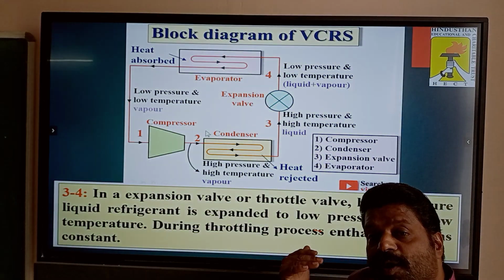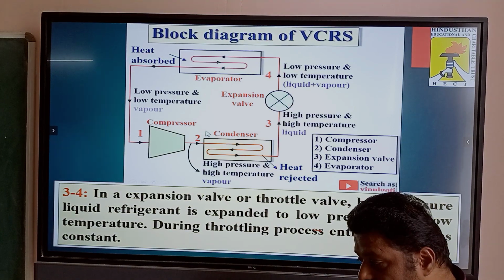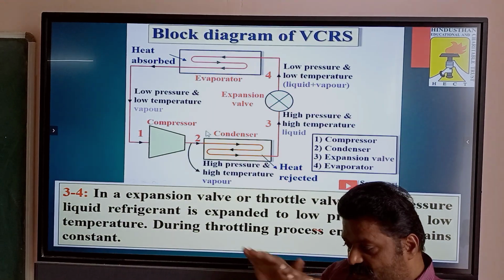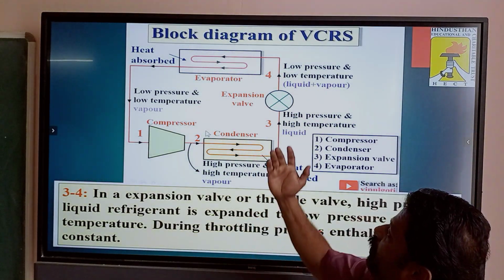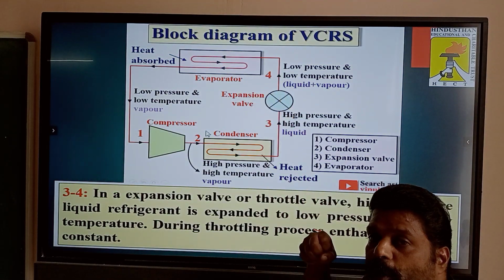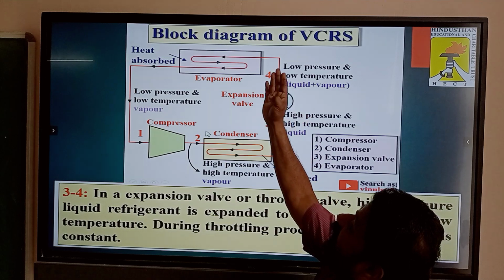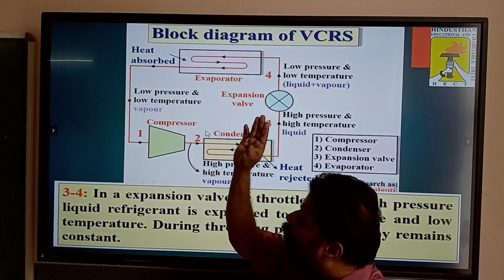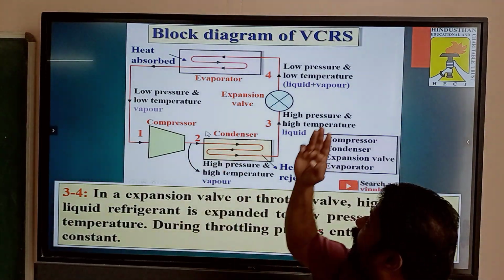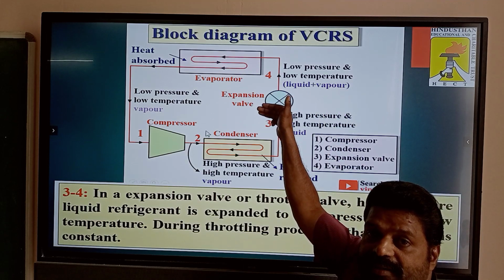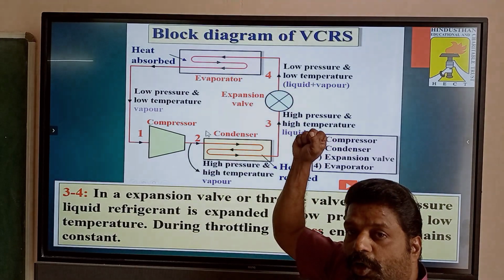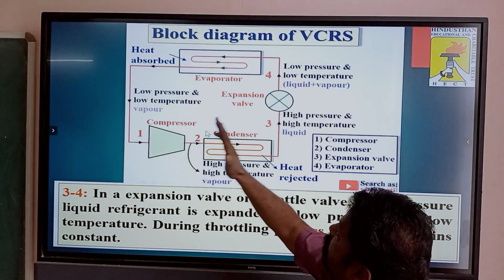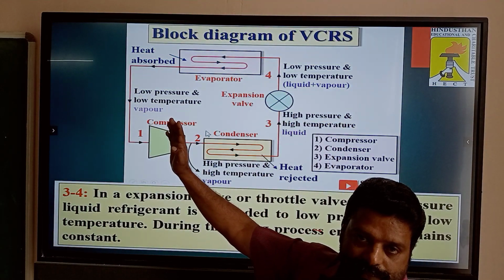The heat flows from high temperature to low temperature, so automatically the refrigerant absorbs heat from the required cooling space, and the liquid is again converted to vapor. Low pressure, low temperature vapor. The entry is liquid, latent heat is absorbed, so the liquid is converted to vapor. That is the process 4 to 1, right?